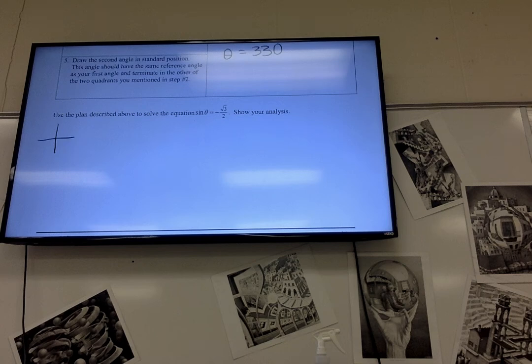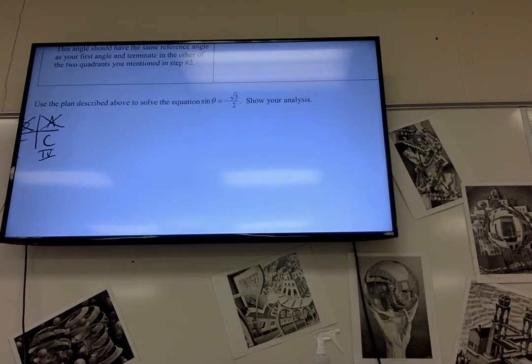So we should remember, All Students Take Calculus, right? So where is the sine negative? Yep, the third and the fourth quadrant. Because in the first quadrant they're all positive, and in the second quadrant sine is positive. And obviously, this sine here is negative.